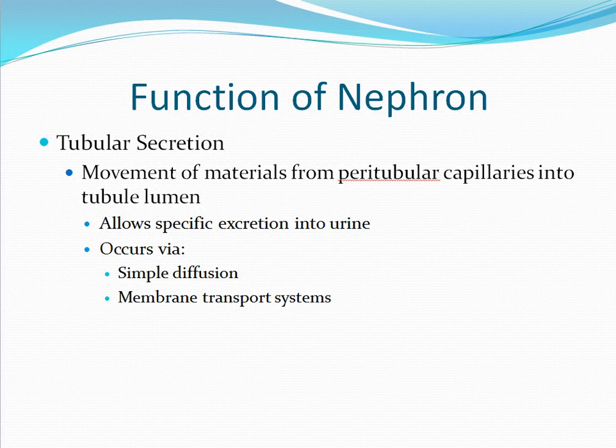The last step is tubular secretion. This is the movement of materials from the peritubular capillaries into the tubular lumen. This allows specific excretion of unwanted materials into the urine. This also occurs via simple diffusion or through membrane transport systems.